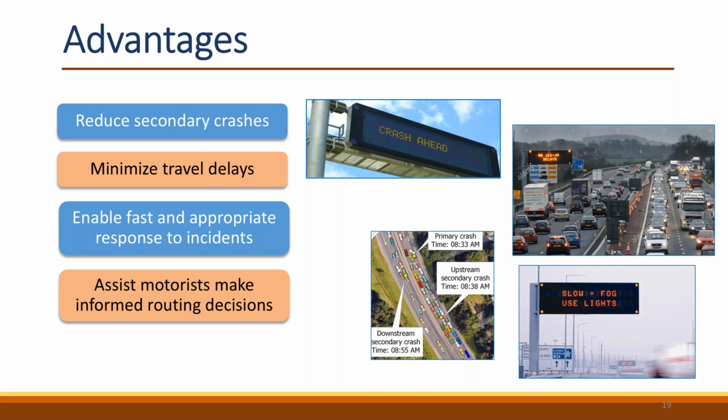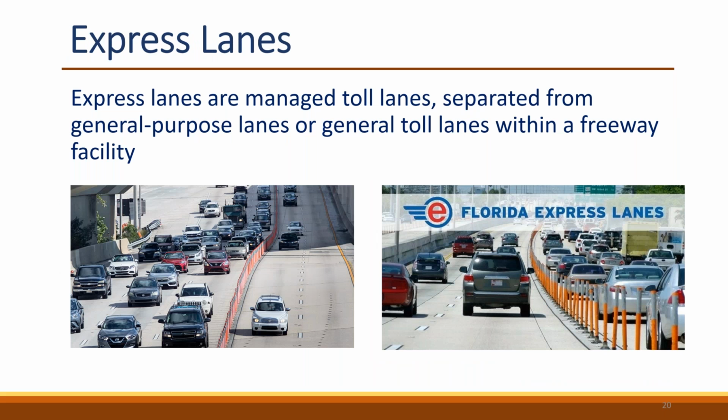It will also minimize travel delays and enable fast and appropriate response to incidents. Also, it helps motorists make informed routing decisions. Say, if I'm going on I-95 and Turnpike, both run parallel, if there is an incident on Turnpike, and if I get this information on my DMS sign well in advance, I could reroute and go to I-95, which would save time and also reduce the possibility of secondary crashes. So that's with the DMS.